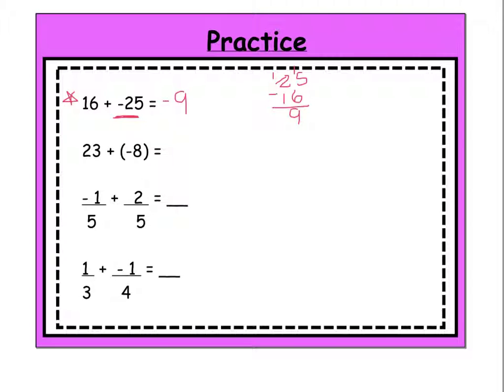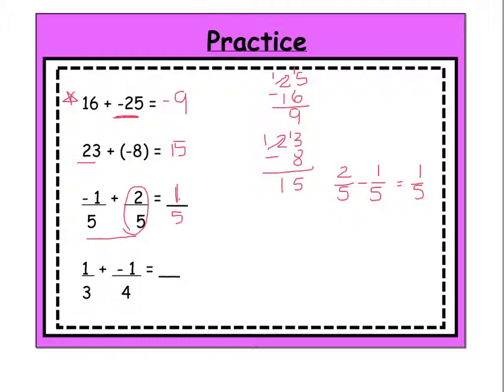Here we've got 23 plus negative 8, so we're going to do 23 minus 8. We end up with 15, and since the bigger number is positive, we get a positive answer. Now we're to our fractions, and so we're going to take the bigger one, 2/5, subtract the smaller one, 1/5, and we're left with 1/5. And since the bigger number is positive, our answer is positive.